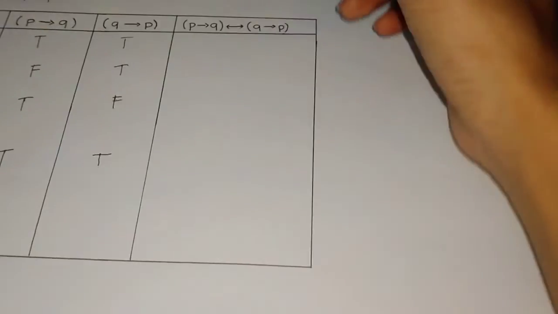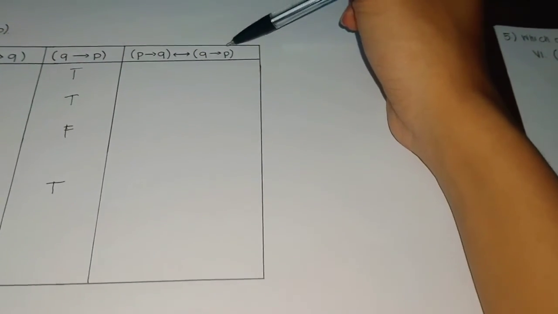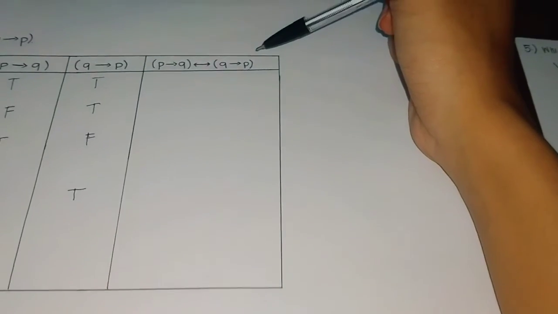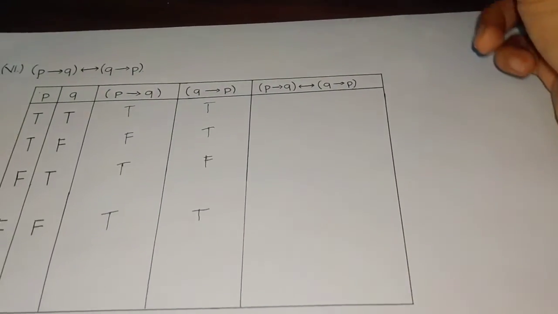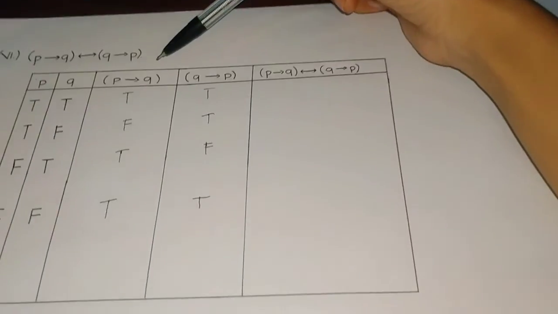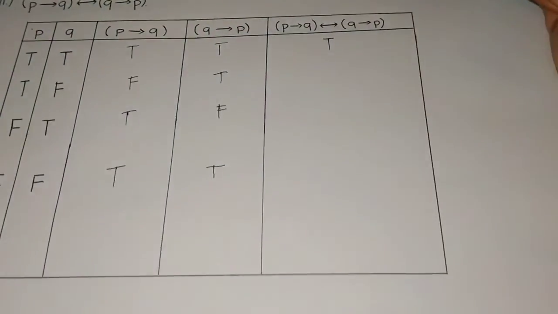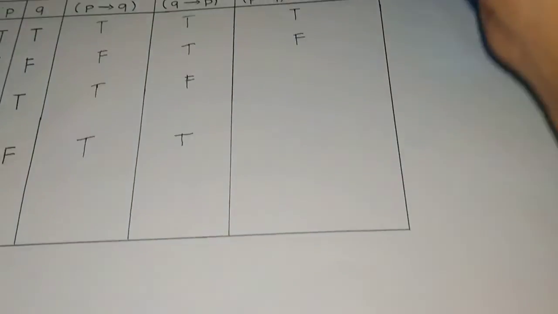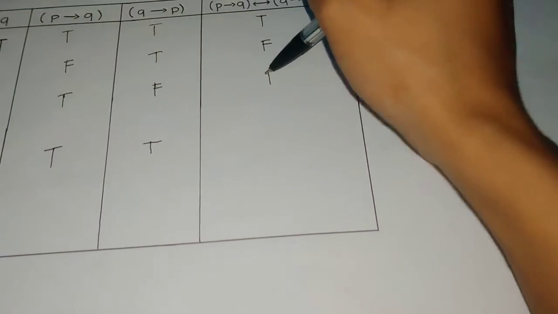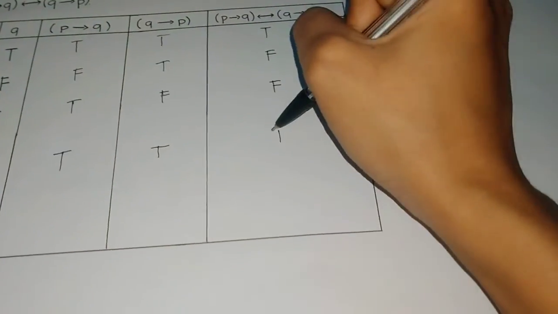So for the last column, P implies Q if and only if Q implies P. Let's focus on the sign. As we can see here, it has the same truth values, so we will write this as true. In the second row, as we can see, it is not the same, so we will write this as false. The third row, false. And the last row, as we can see, it is both true, so we write this as true.